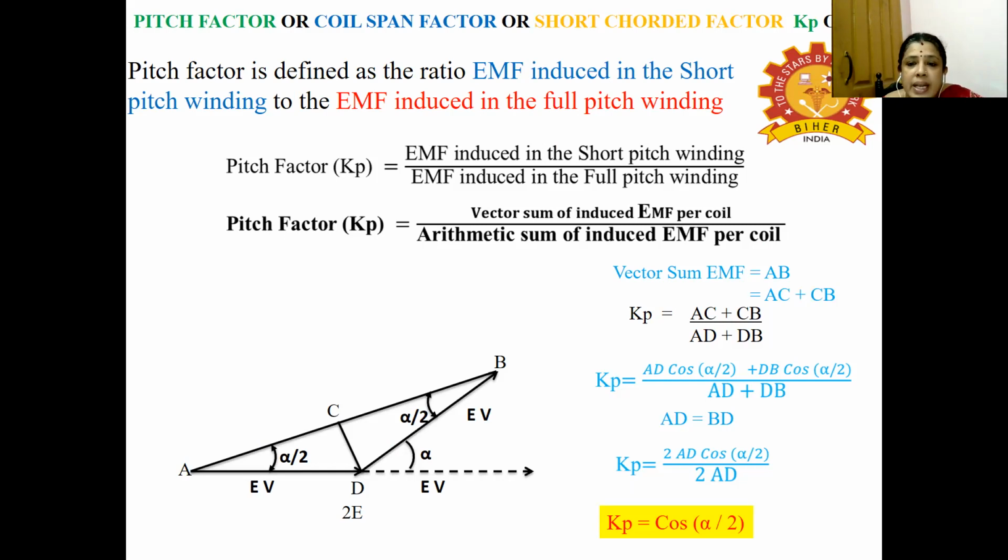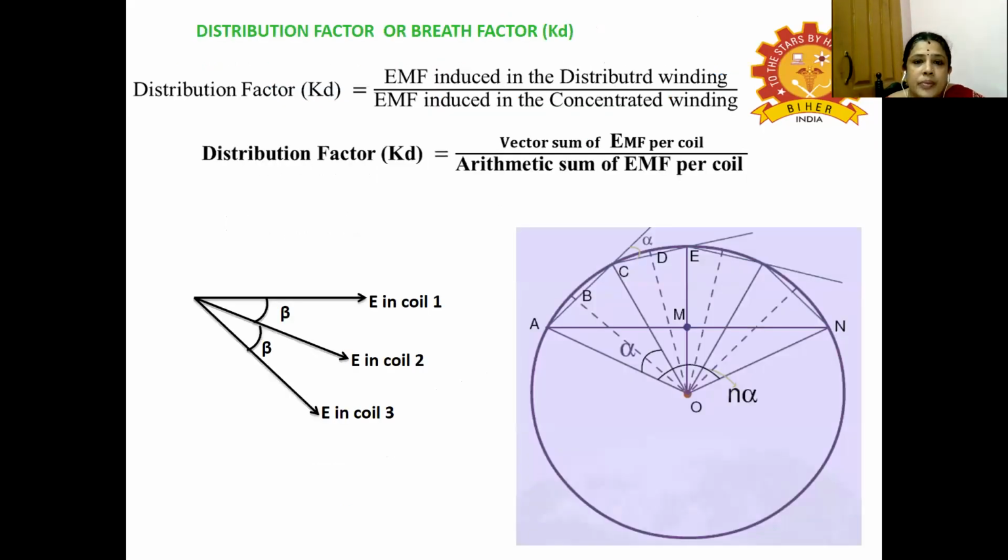So Kp is equal to AD cos alpha by 2 plus BD cos alpha by 2 divided by AD plus BD. AD is equal to BD from here, from the diagram itself. So Kp is equal to 2AD cos alpha by 2 divided by 2AD. So 2AD gets cancelled down. So Kp is equal to cos alpha by 2. You can take it as Kp or Kc also. So this is called the pitch factor or coil span factor or short chorded factor Kp or Kc.